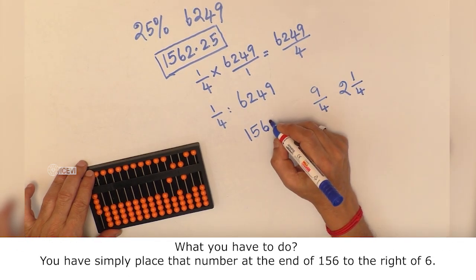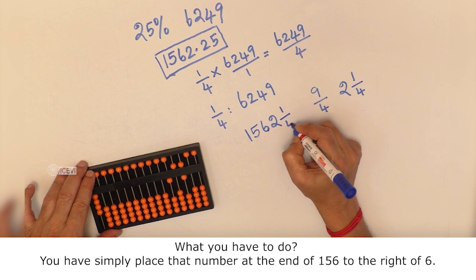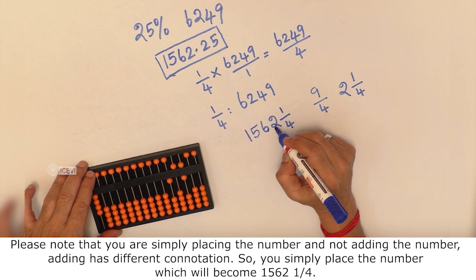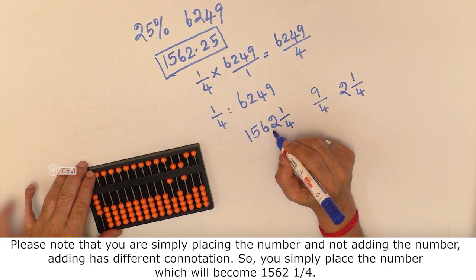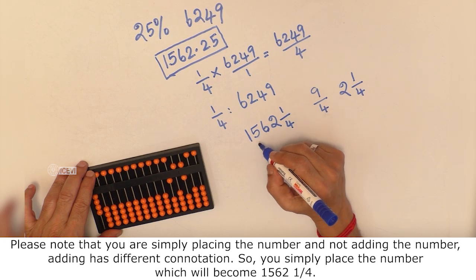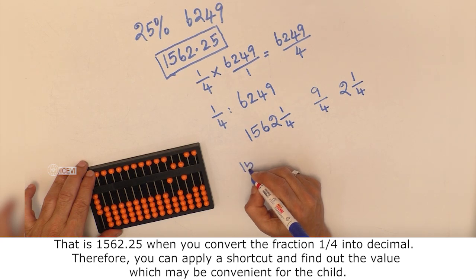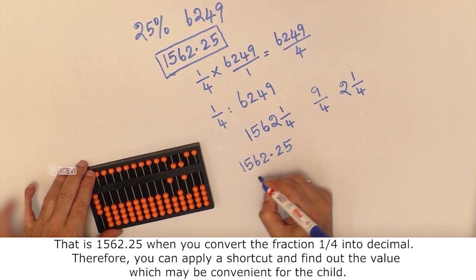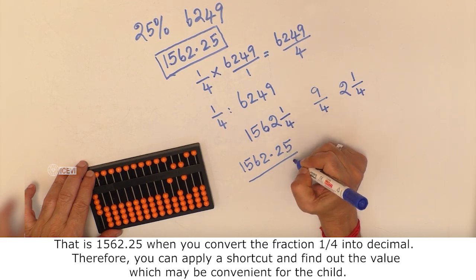What you have to do is simply place that number at the end of 156, to the right of 6. Please note that you are simply placing the number and not adding the number. Adding has a different connotation. So you simply place the number, which will become 1562 1/4. That is 1562.25 when you convert the fraction 1/4 into decimal.